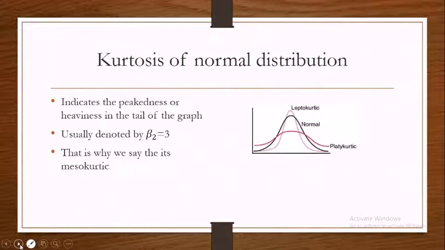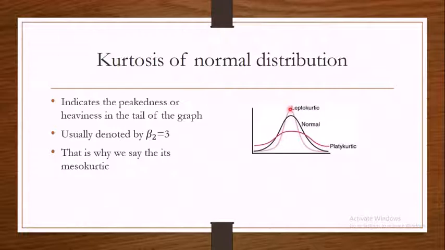And let's have a look at what is actually meant by mesokurtic. If you have a closer look at this figure, you can see that there are 3 bell-shaped curves plotted over here, and the lighter pink one is named leptokurtic.